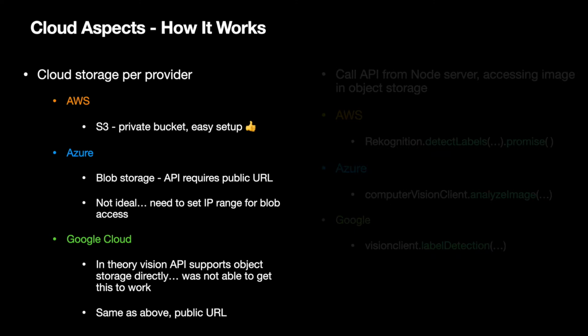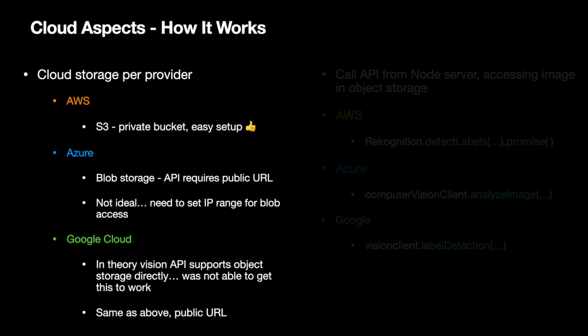Where things did get a little bit interesting is in the cloud storage options. With S3, you just create a private bucket, upload your files there, and the Vision API can access those no problem. This is a very easy setup. With Azure, on the other hand, if you plan to use their blob storage, their API actually requires a public URL. You're not able to just access it knowing the bucket and file name.